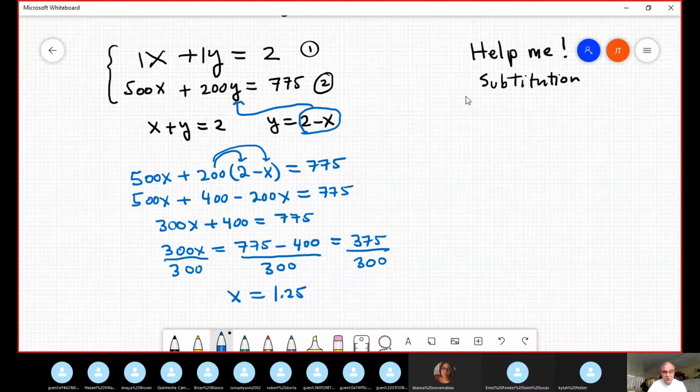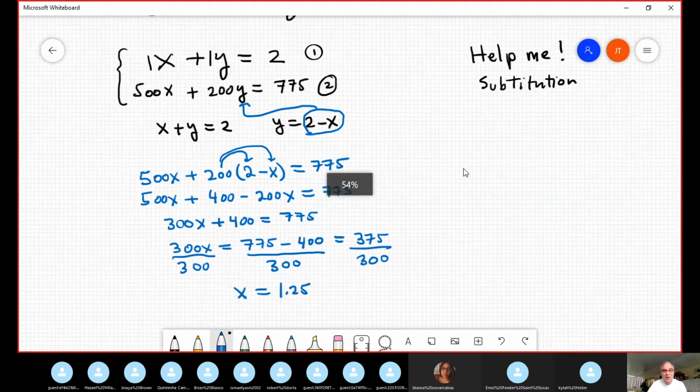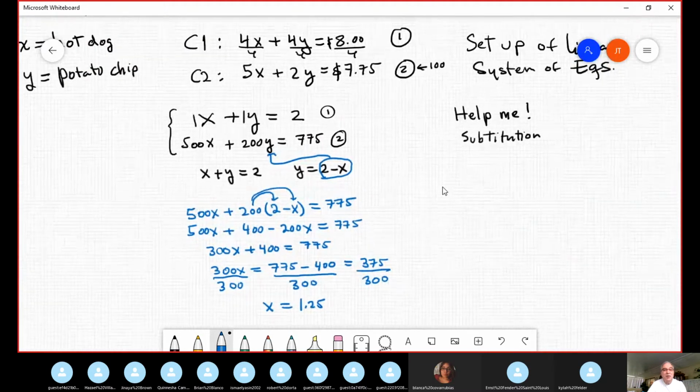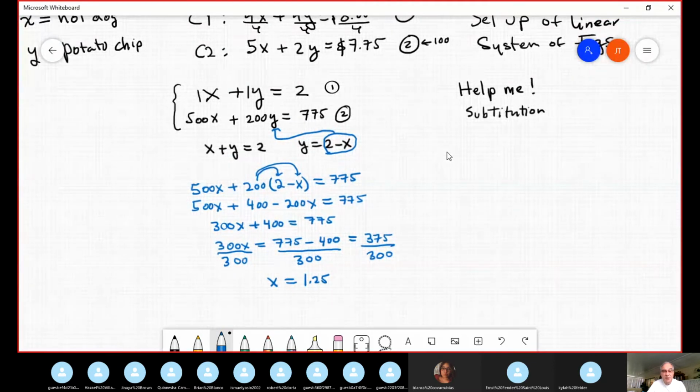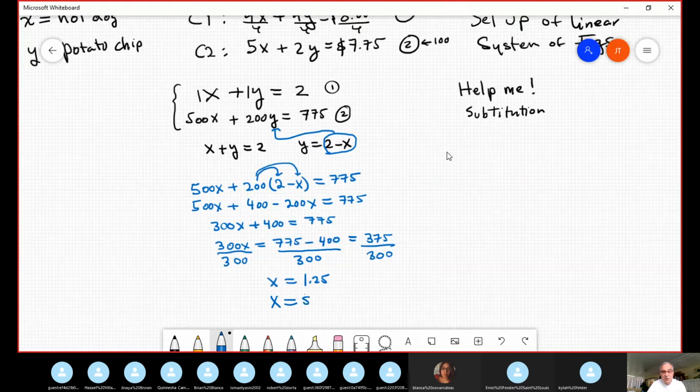1.25. Let me give the interpretation. What is that? Let me come back to the beginning when we set out the problem. Remember what was the hot dog? This is the price of the hot dog. Of course, the problem is expressed in dollars. Entonces, $1.25.